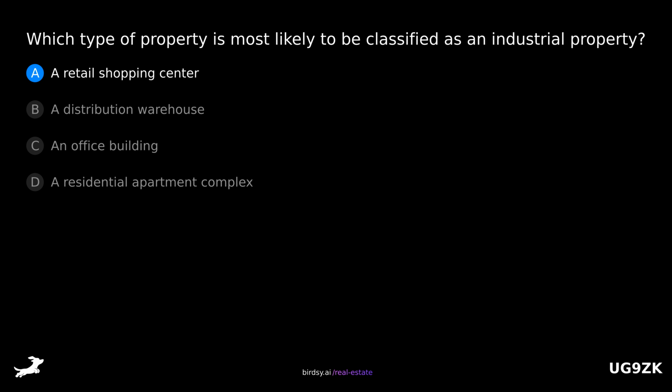Is it A, a retail shopping center? B, a distribution warehouse? C, an office building? Or D, a residential apartment complex? The answer is B, a distribution warehouse.